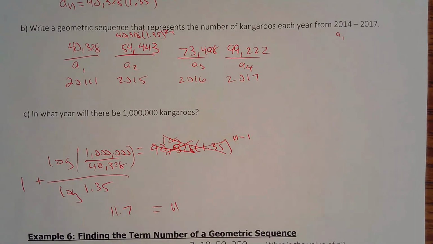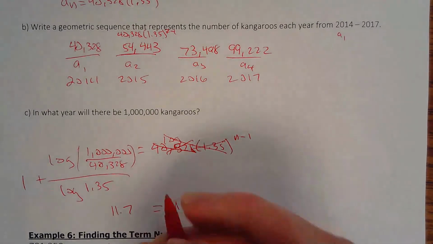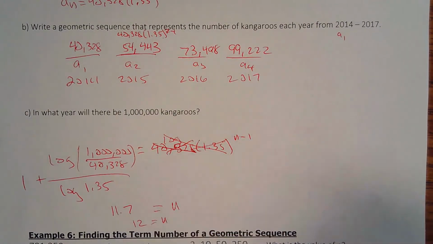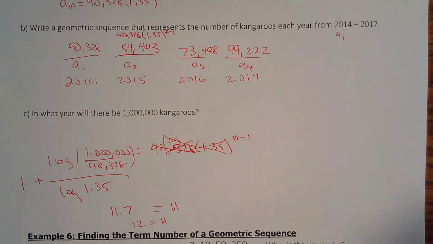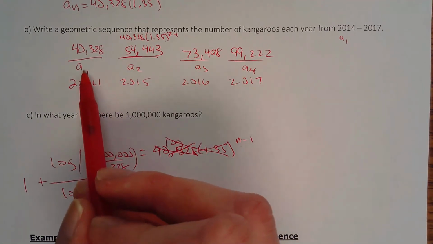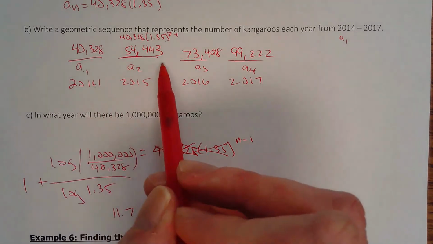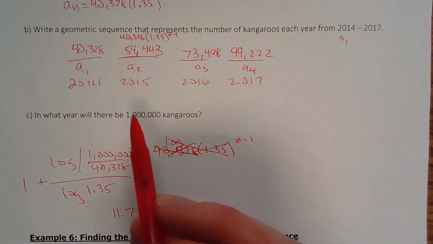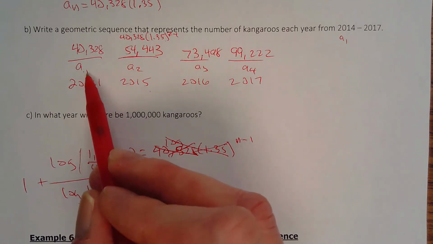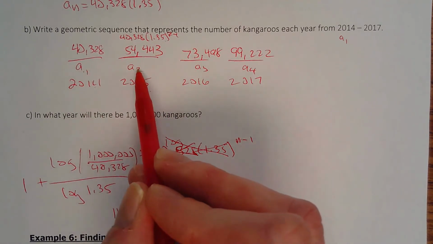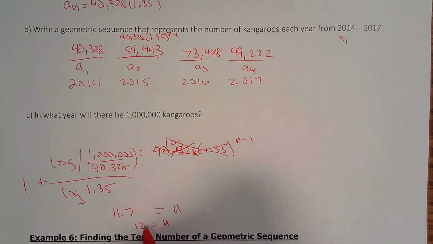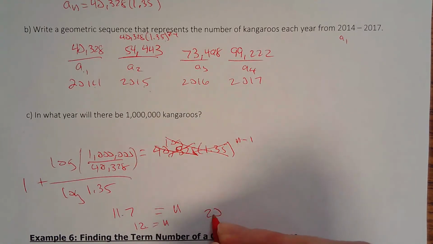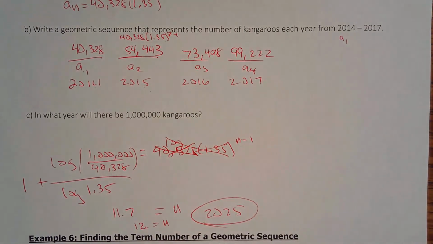So that means during that year, we have to go to the next year to get it all the way up there. So that means n would be 12. So what year would that be? Well, remember that year 1 was 2014, year 2 was 2015. So if we count up from there, 12 later, and 1 year later is actually 2. Okay, so if I go to 12, that's going to put me up to 2025 would be the year that it happens.